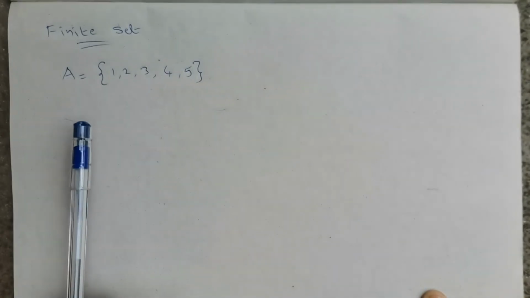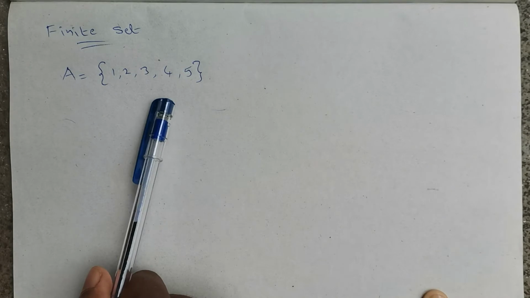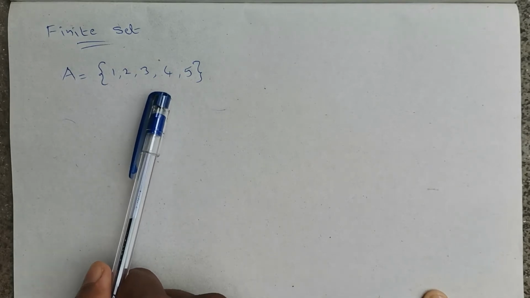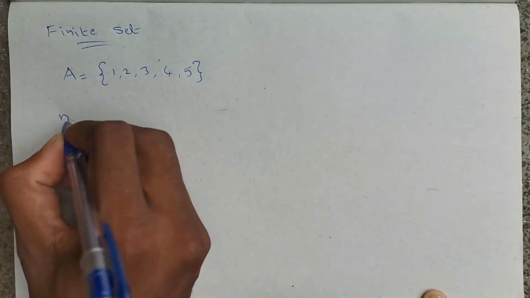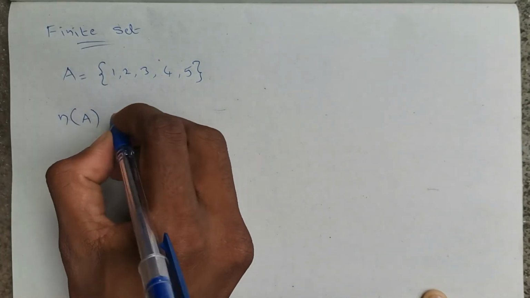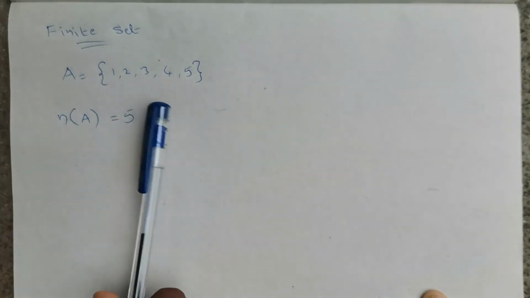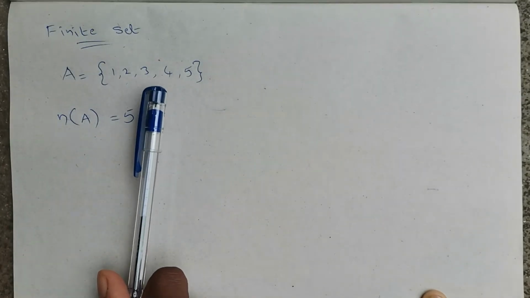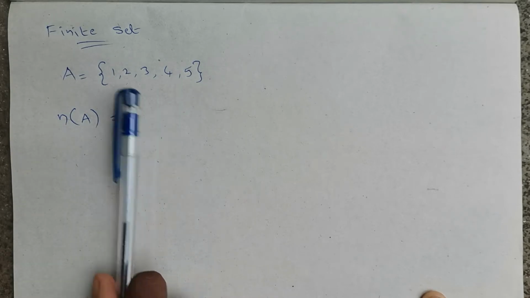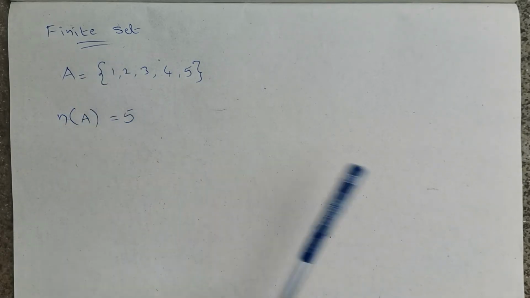So if we observe, this set A has definite number of elements. Those are 5. That can be written as n(A). Number of elements in the set A is 5. So the number of elements in this set A is finite or countable or definite. So this is a finite set.